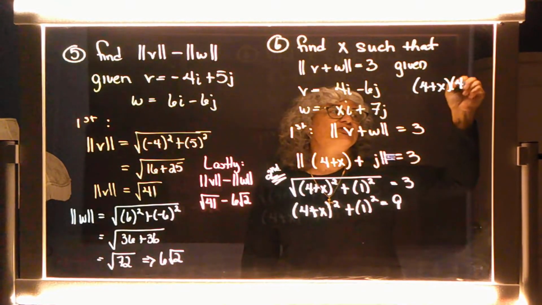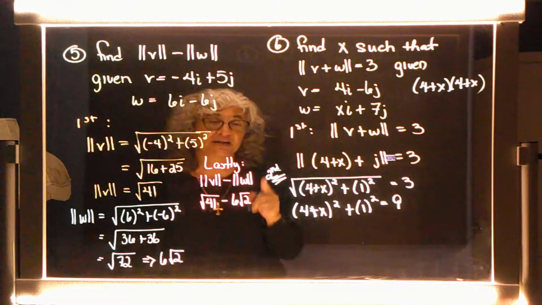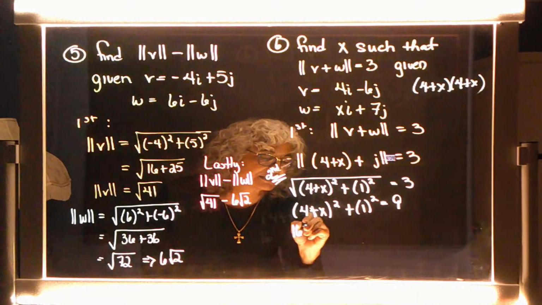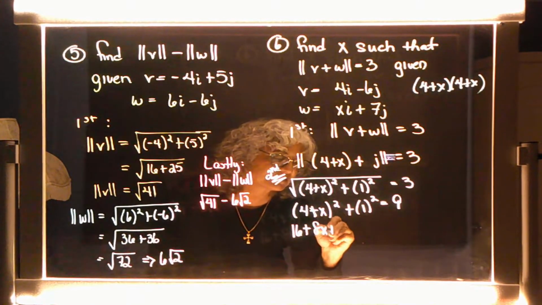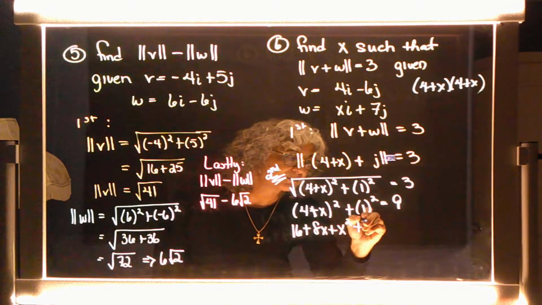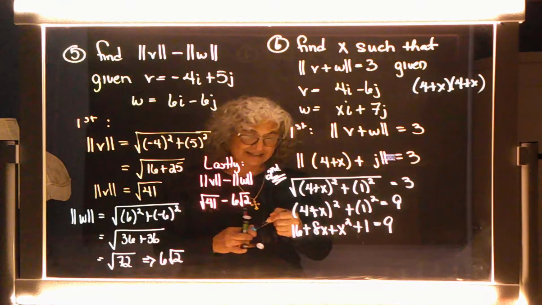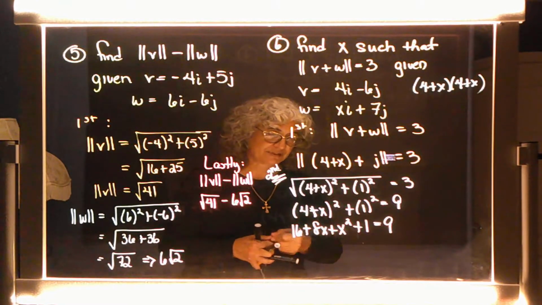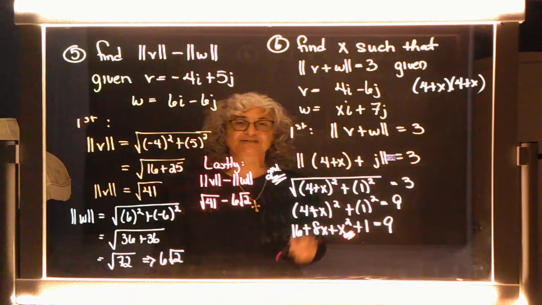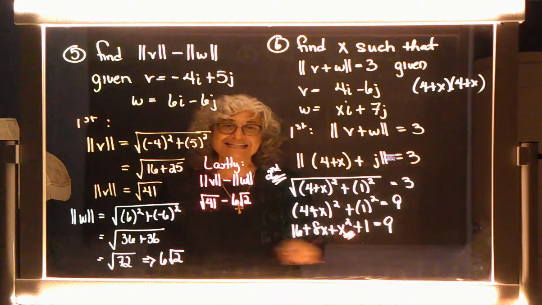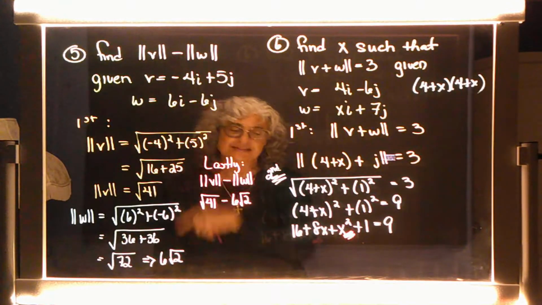And then do your distribution. Remember that. That's how you take care of this parenthesis squared. So I'm going to get 16 plus 8x plus x squared plus 1 equals 9. I see this square here, this x squared, tells me I'm going to have to factor in order to solve this, which means I need it equal to 0.